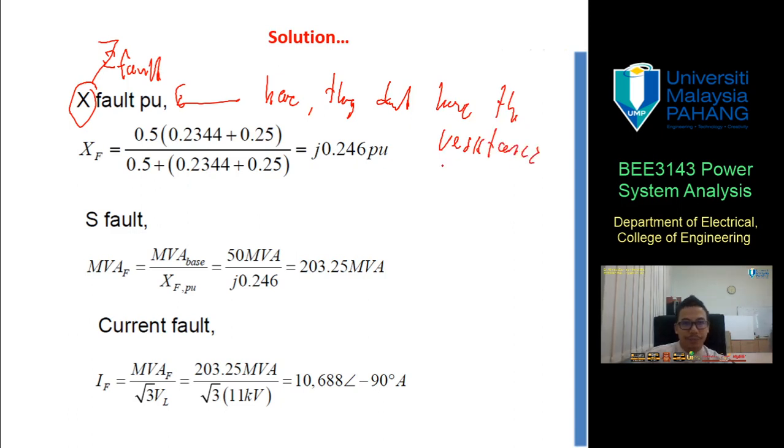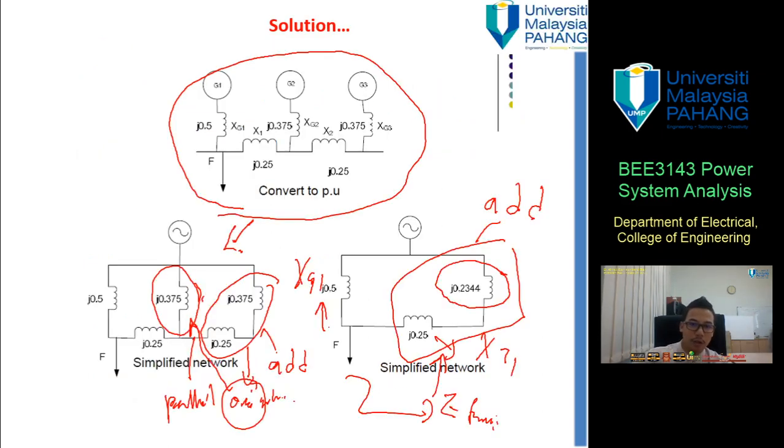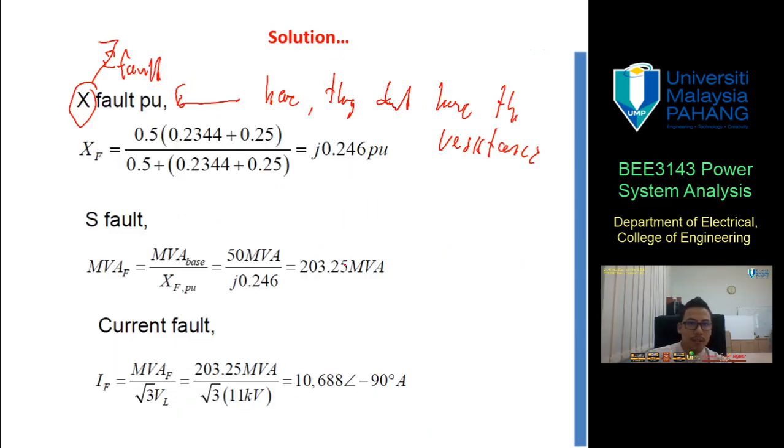So like I told you, you parallel it with this and this and this. So you parallel, and you get the x fault as j0.246 per unit. As usual, once you get the fault impedance or fault reactance, simply calculate the S base where that x fault is substituted here. So this is the j0.246 per unit. We already know the base MVA given in the question is 50. So put 50, then you get this value, 203.25 MVA.